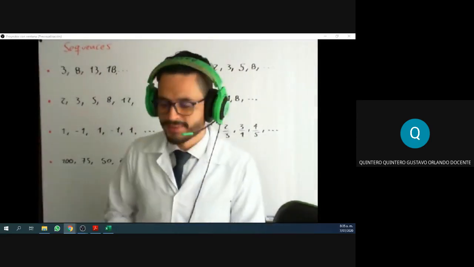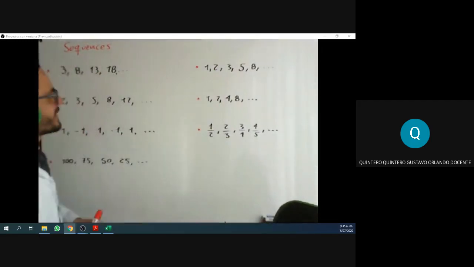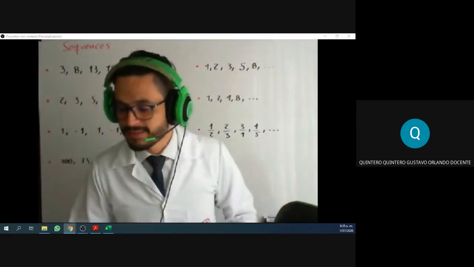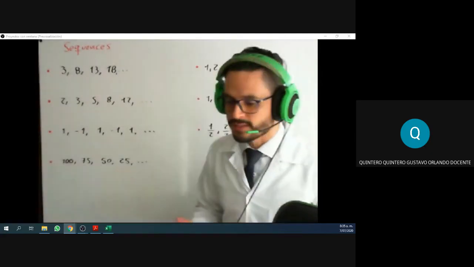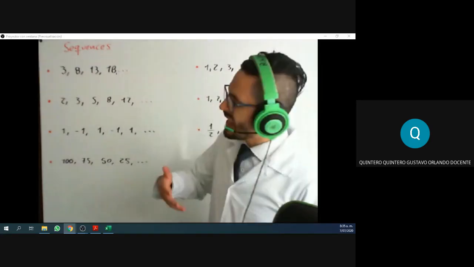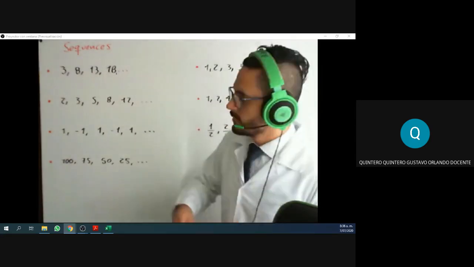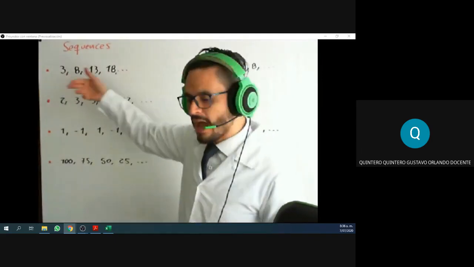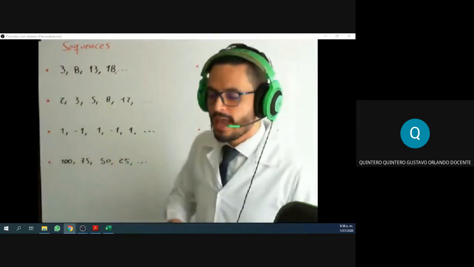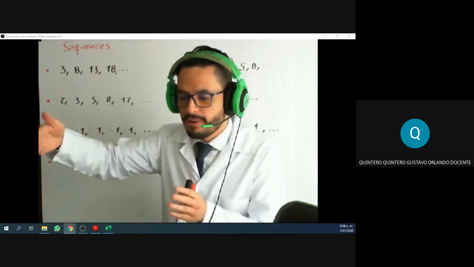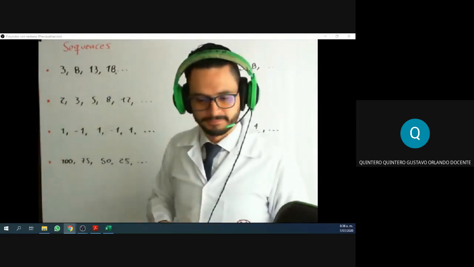Let's begin. On the board, I have several sequences. I have 1, 2, 3, 4, 5, 6, and 7 sequences. Let's begin by discussing what a sequence is. In mathematics, a sequence is an array of numbers, like this one. In this sequence, you can see there is one number after the other, and that is a sequence, an array of numbers. One number followed by another, followed by another, followed by another.